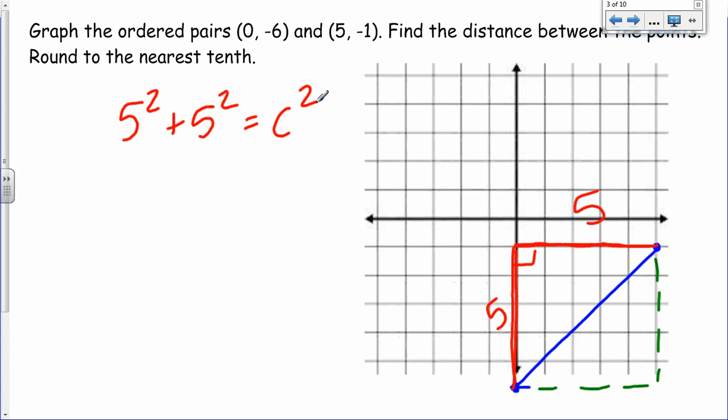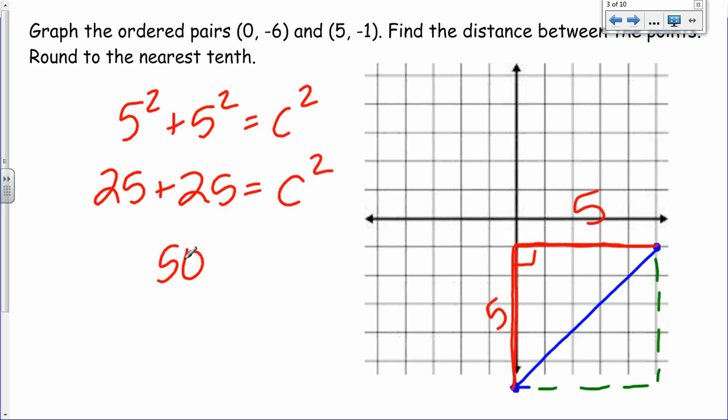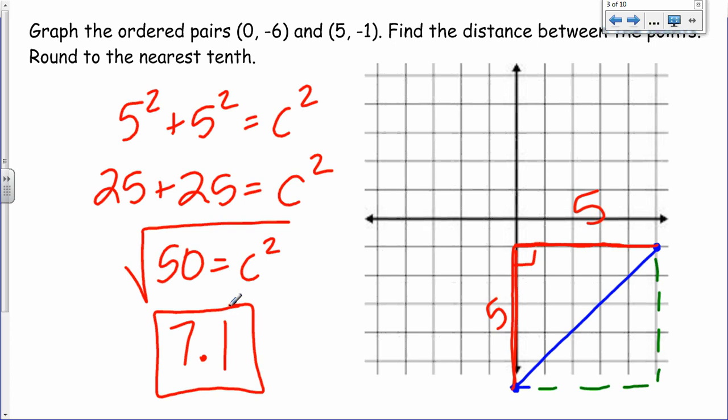So now I've got my 2 legs plugged in, trying to find my hypotenuse. So 25 plus 25, because that's 5 squared. Add those together. Take the square root, and I've got 7.1 in my calculator, once I rounded it. Okay, pause it here, and I want you to try this one.